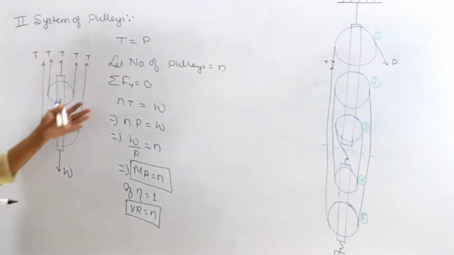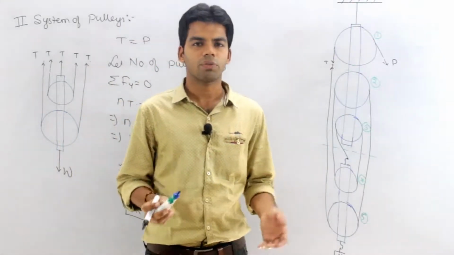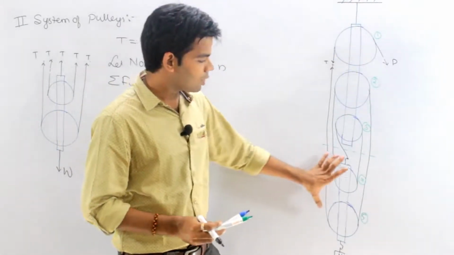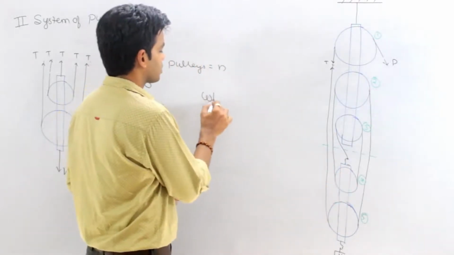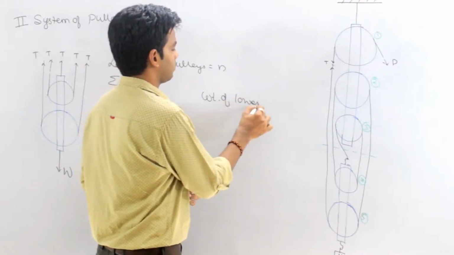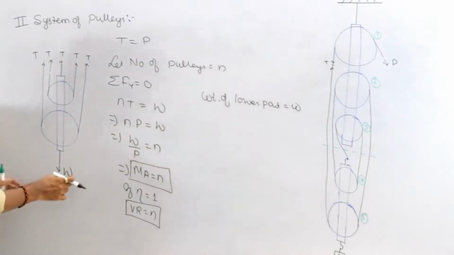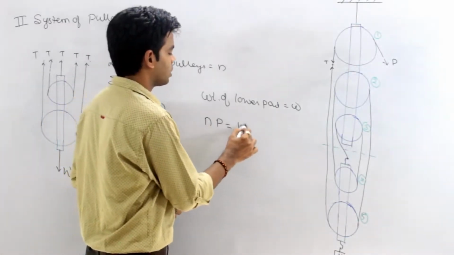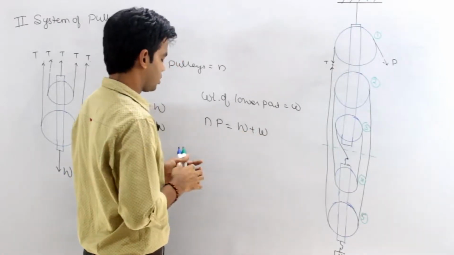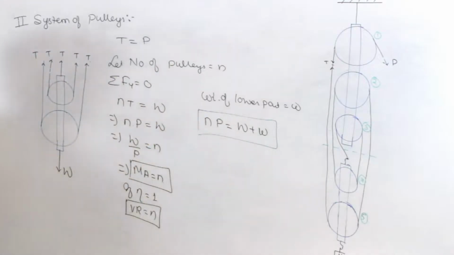Okay. Now here obviously we are considering the weight of pulleys as negligible. Suppose in the question the weight of pulleys is also given. Suppose the weight of the lower part of the system is small w. Then what will happen? Small w will also be acting here. So from here, n into P will be equal to capital W plus small w. That's it. Getting this or not? Okay, so this is the case for the second system of pulleys.